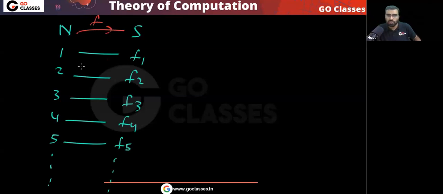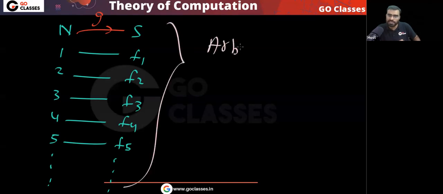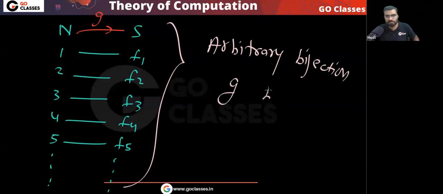Now you take this bijection G. Now what will you do? Now you will create a new function. So notice what we did. We took an arbitrary bijection G between N and S.